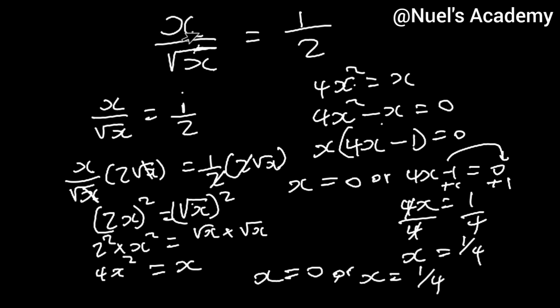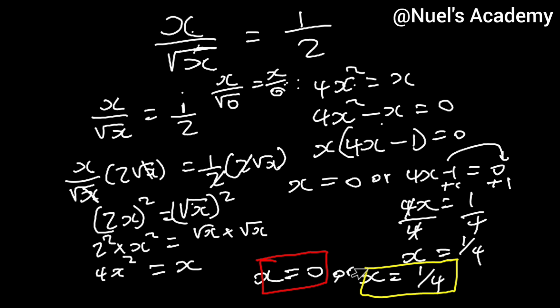But if you look at this question, we have square root of x at the denominator, and if you plug in 0 for x, we are going to have x over square root of 0, which is going to give us x over 0. As we know, 0 cannot be the denominator of any fraction. If it happens, that fraction is going to be undefined, and so the answer is not going to be defined. For that reason, we are going to neglect x equal to 0 from the answer. So x equal to 0 cannot be the answer. We are going to adopt only x equal to 1 over 4 as our answer. So this is the first approach or method.